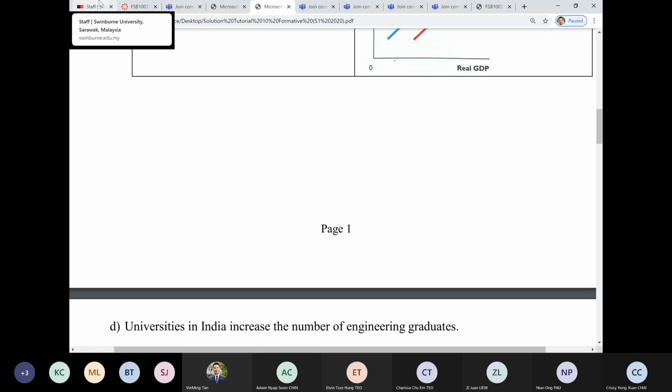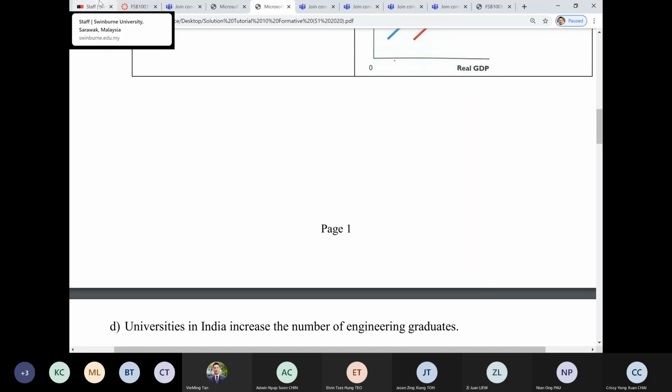Christina is not here, right? Jason, what do you think? What is the consequence then? What do you think if India has more engineering graduates now? What is the consequence? Jason, are you here? What do you think? What is the direct effect if more engineering graduates? The GDP will decrease? No.